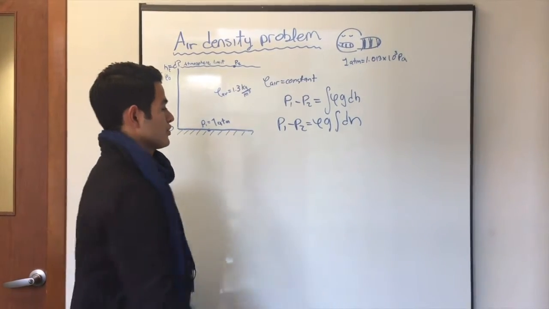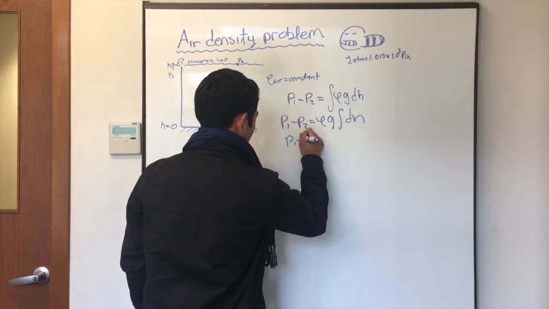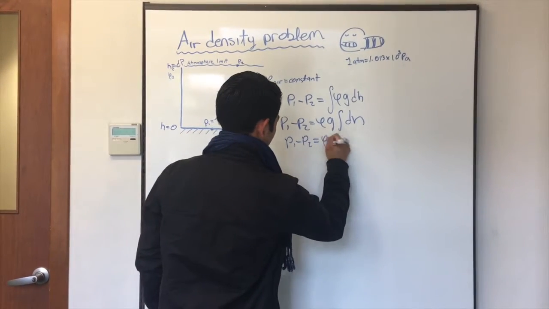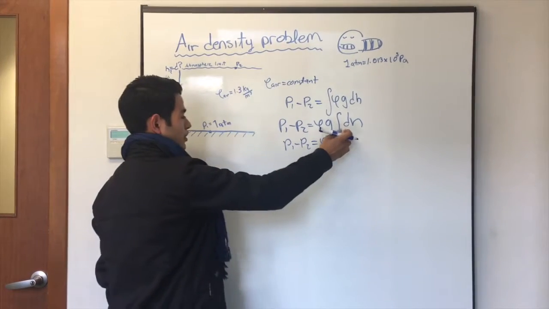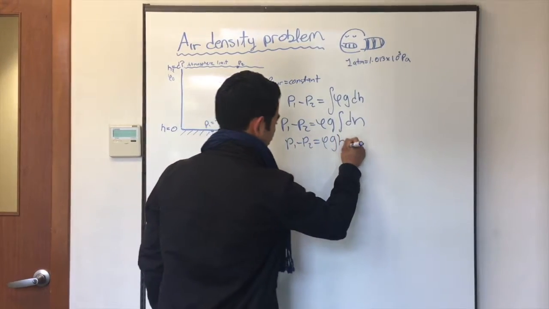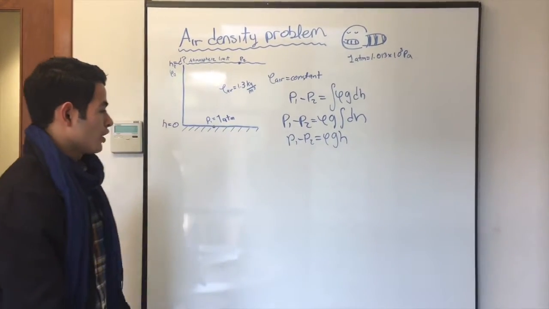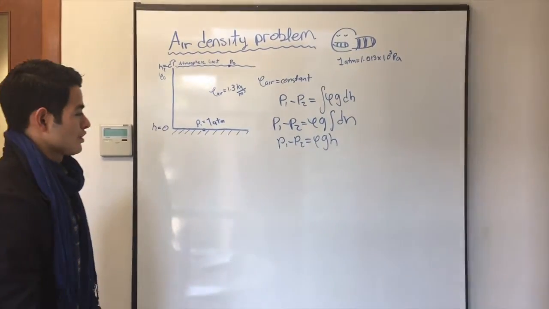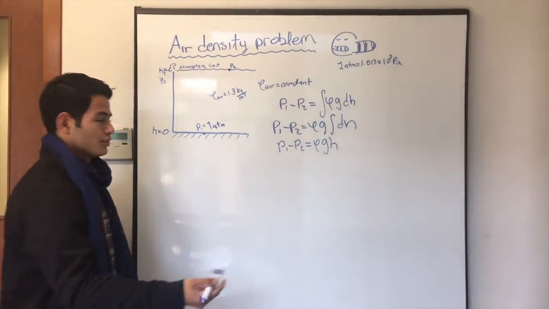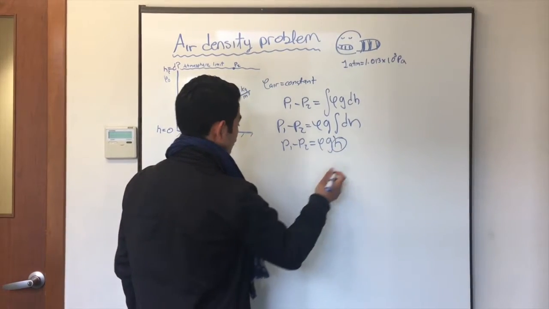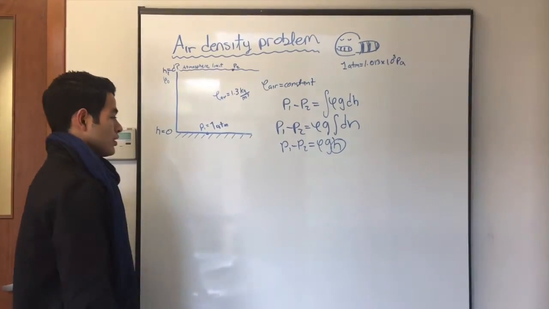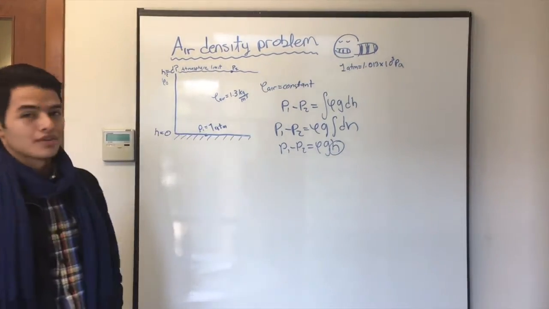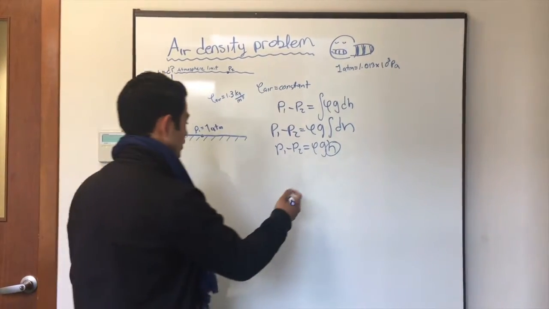and we have a simple integral where the result is: the integral of the differential of H is H. And now we have this formula that actually is Pascal's law. So we just need to solve for H in order to know how high would the atmosphere be.